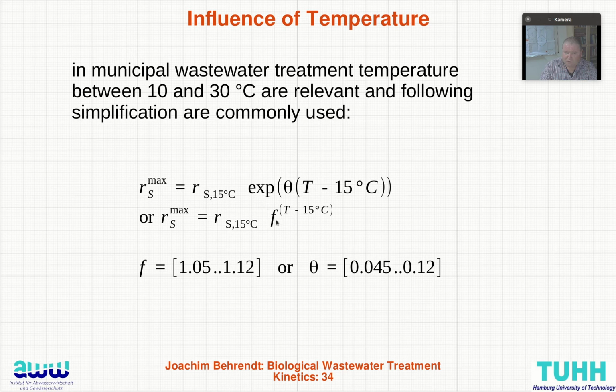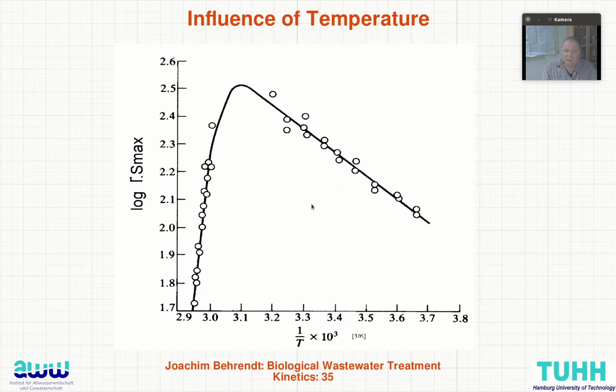Sometimes this is also changed so the rate is multiplied with a factor f bigger than 1, of course, a little bit bigger, to find the uptake rate with respect to the temperature. The values f in this case are between 1.05 and 1.12 depending on what type of reaction, or theta is between 0.045 and 0.12 depending on the reaction. Okay, this would be the case for the enzymes.